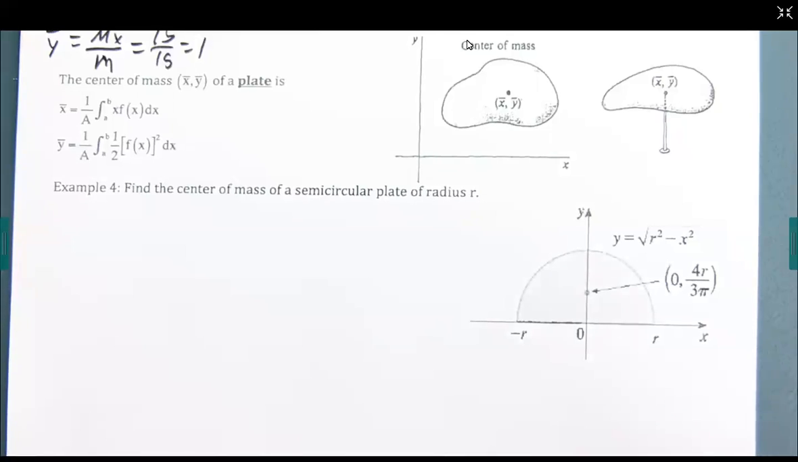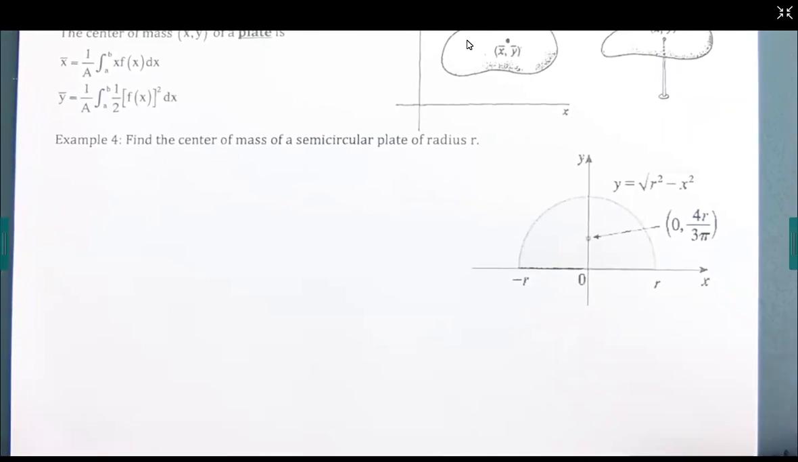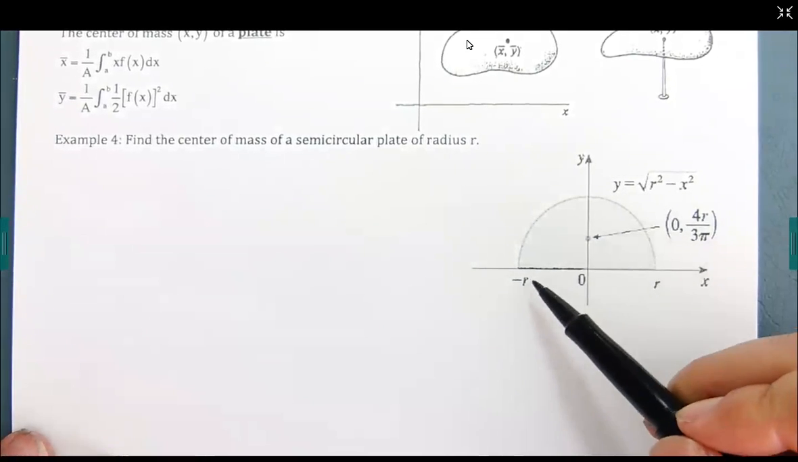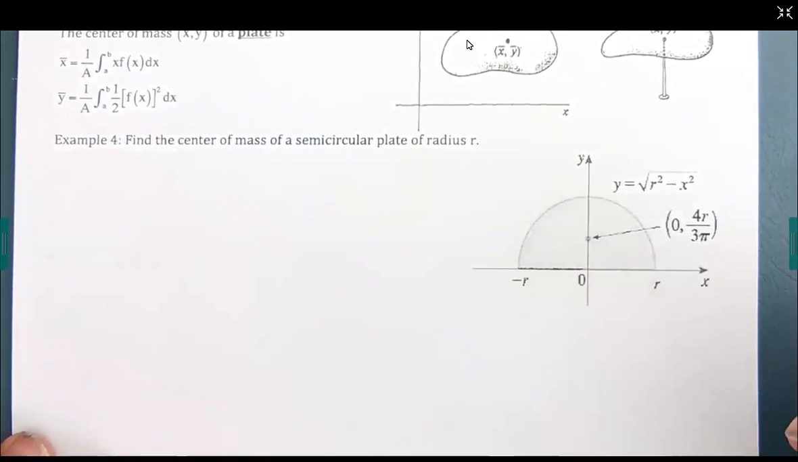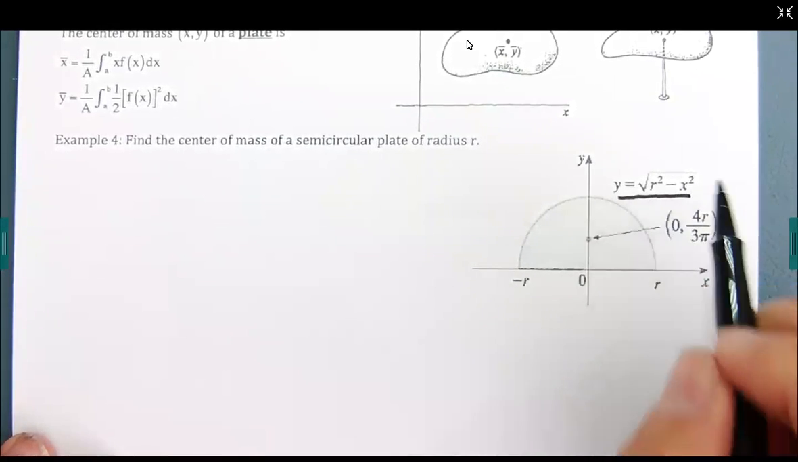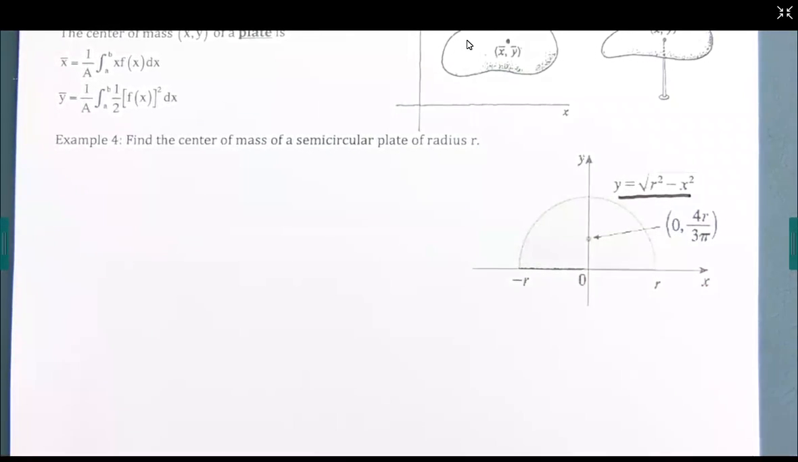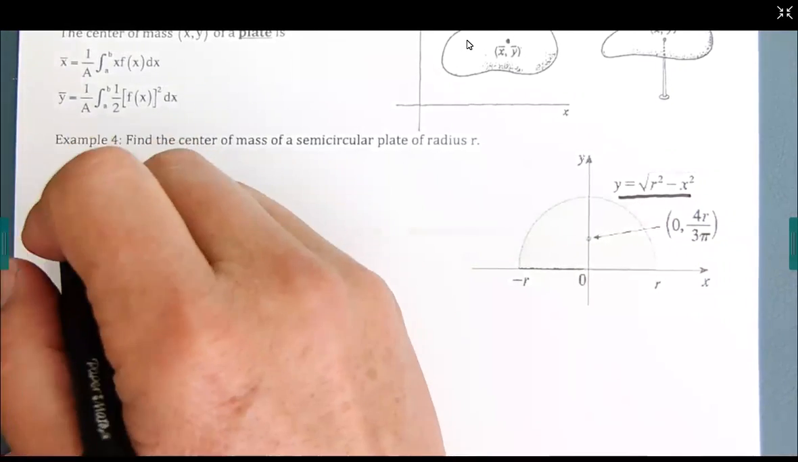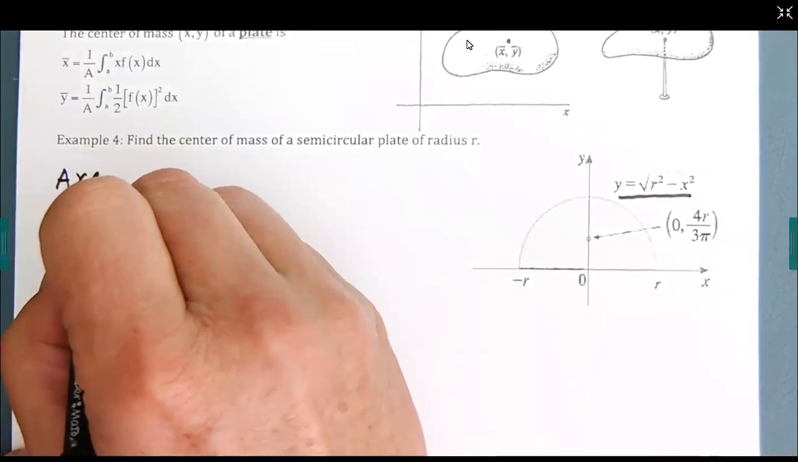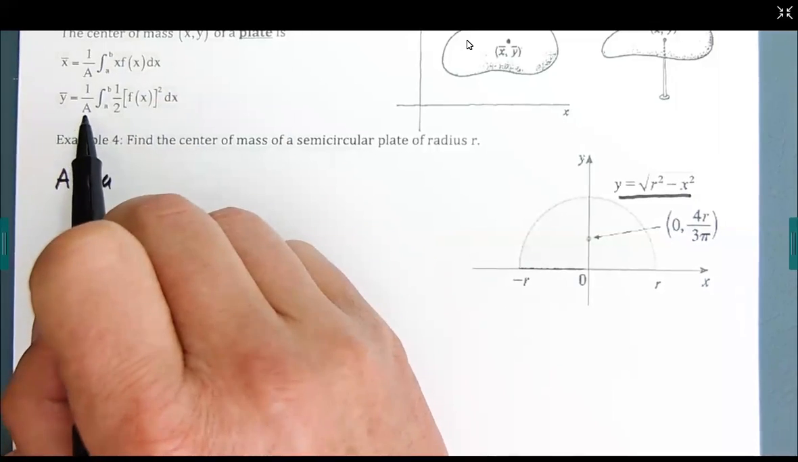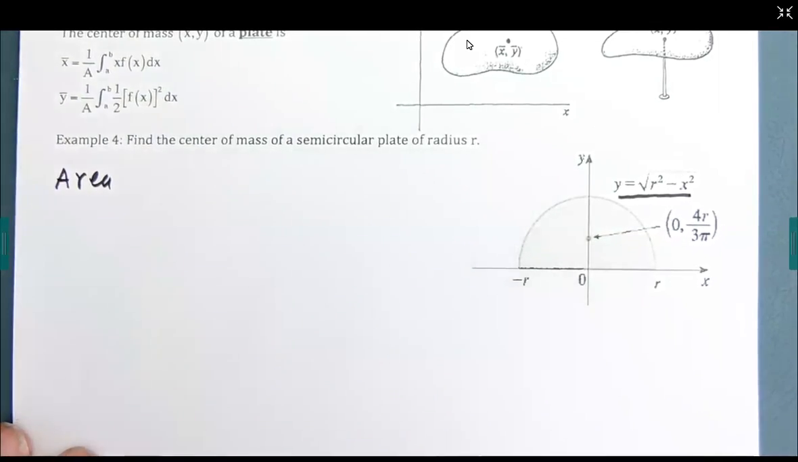Okay, so let's do this. Find the center of mass of a semicircular plate of radius r. So let's start with our picture here. Here's a semicircular, meaning half a circle. There's our function, our f of x. And we don't know this yet. We're going to try to piece that together. And let's start out by finding the overall area. You can see that's part of both formulas.